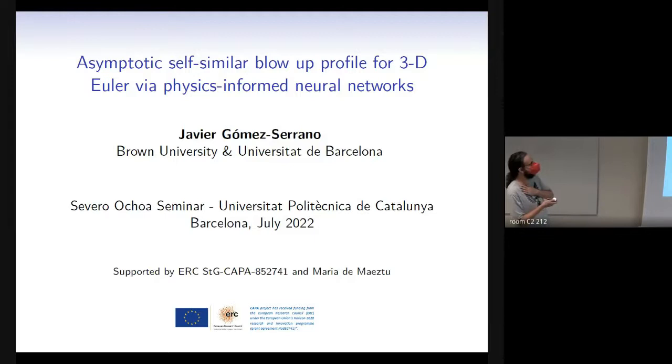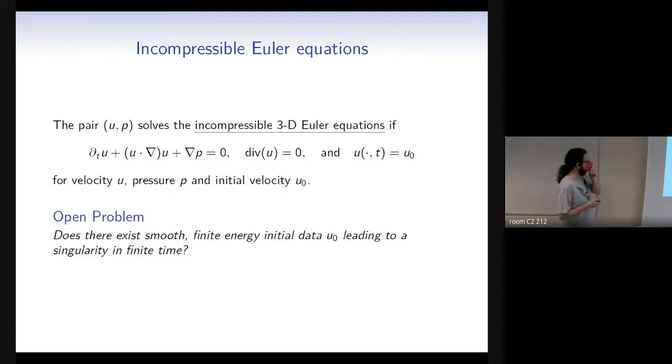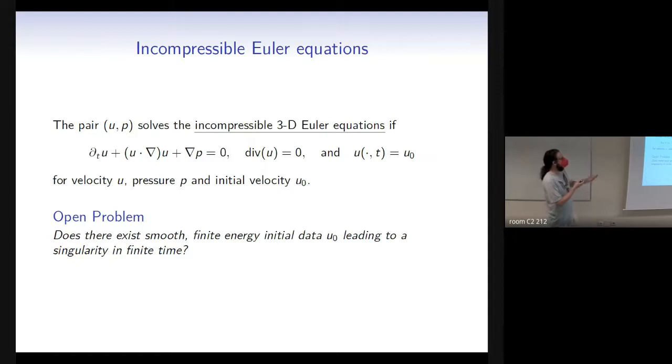I guess in this audience, talking about 3D Euler doesn't really need an introduction. So these are the incompressible 3D Euler equations. The divergence of u is zero, u lives in R3 times [0, infinity) if we count time, u is the velocity of the fluid, p is the pressure, and we are given some smooth initial data.